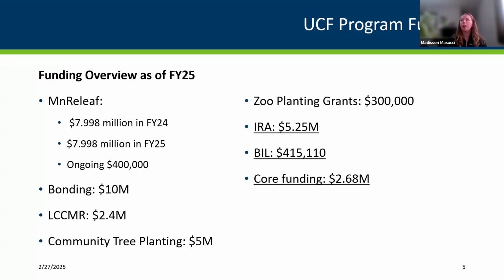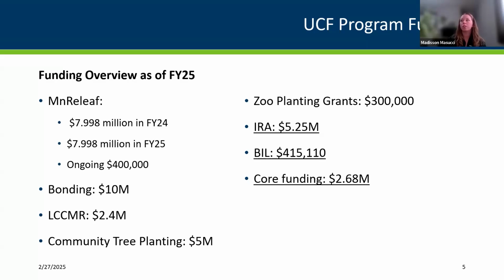Very exciting. And then the three underlined funding sources on the right side of the slide are federally funded sources. As we know, there's been a lot of concern over what's state funded versus federally funded. So I just underline those federal funds to help you understand where each of these funds are coming from. So first off, the Inflation Reduction Act, we received $5.25 million from that funding, and we're working on getting those funds in contract with people right now.